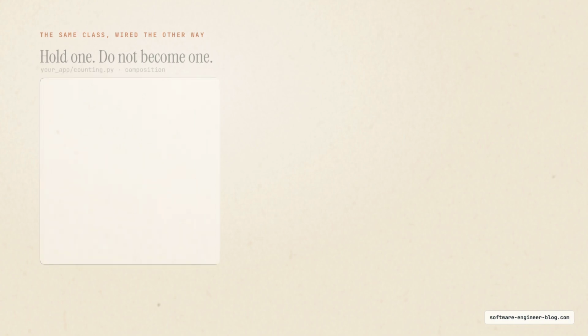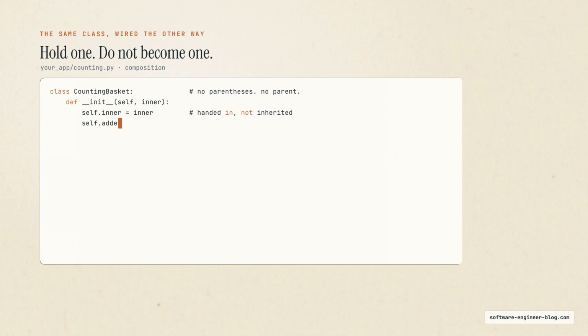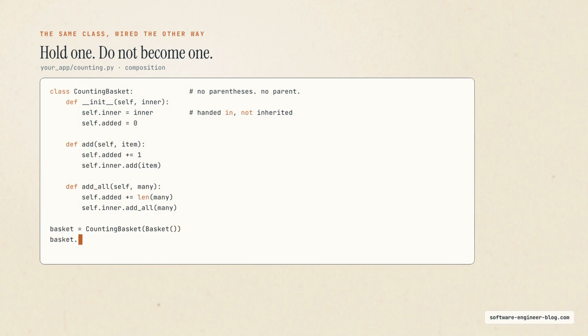So here is the same class wired the other way. Look at the first line. There are no brackets, there is no parent. Instead, the constructor takes a basket as an argument and keeps it in a field called inner. Then add does its own bookkeeping and calls inner.add. AddAll does its bookkeeping and calls inner.addAll. Same 2 methods, same tally. And at the bottom, you build it by passing a real basket in. The test still says 3.